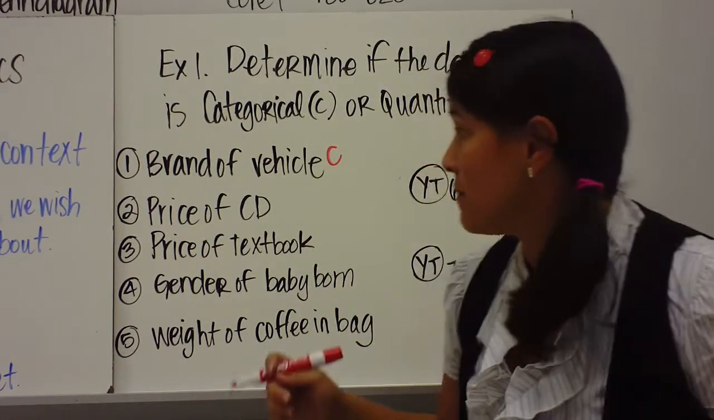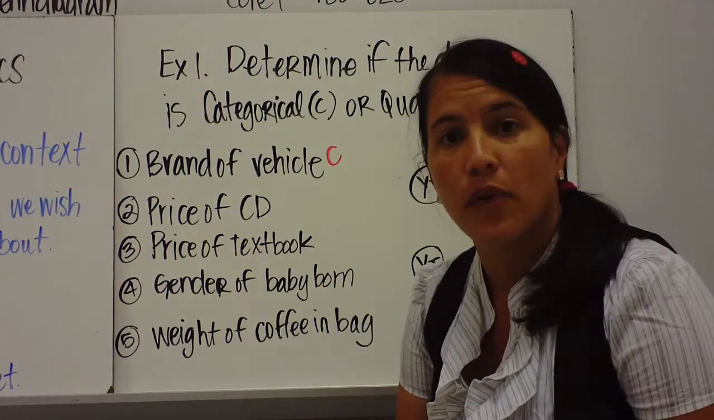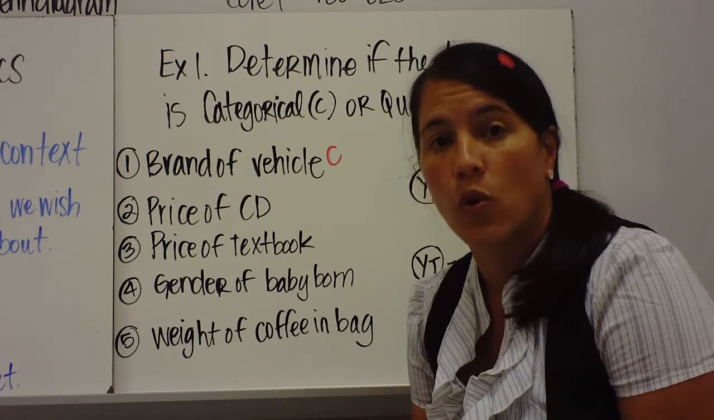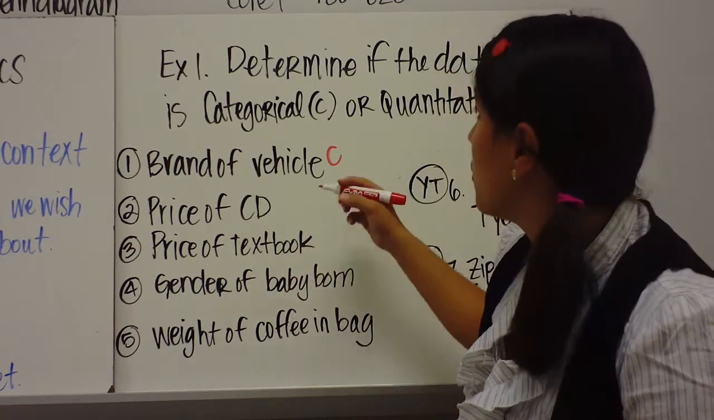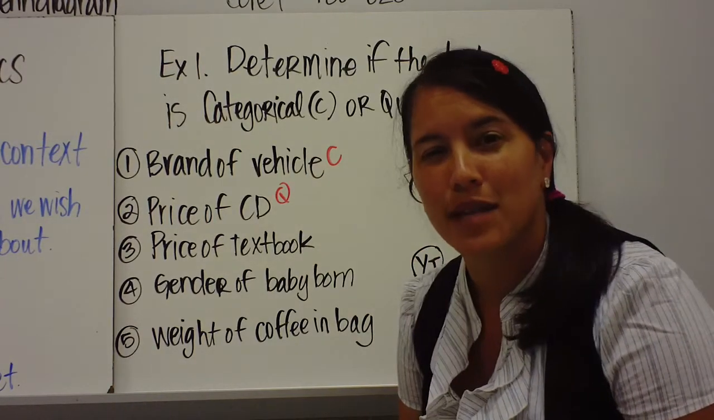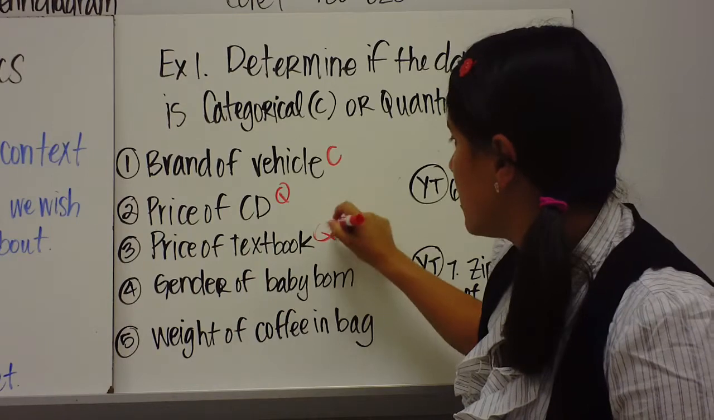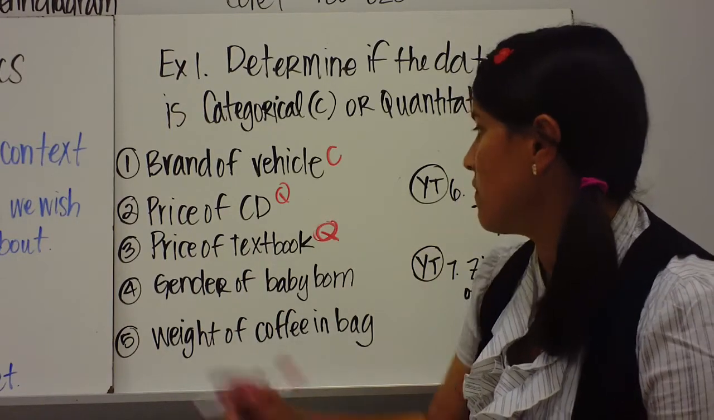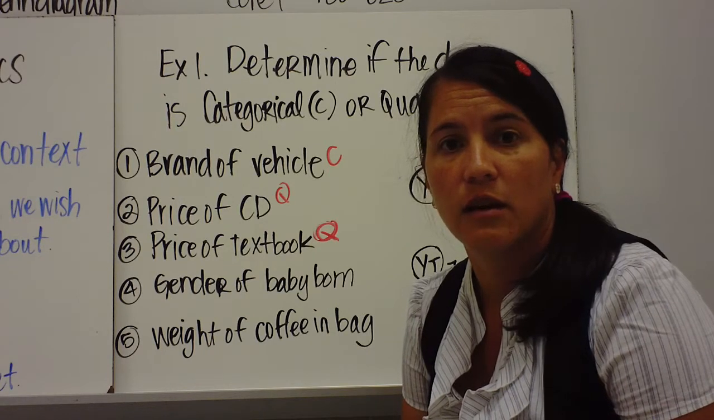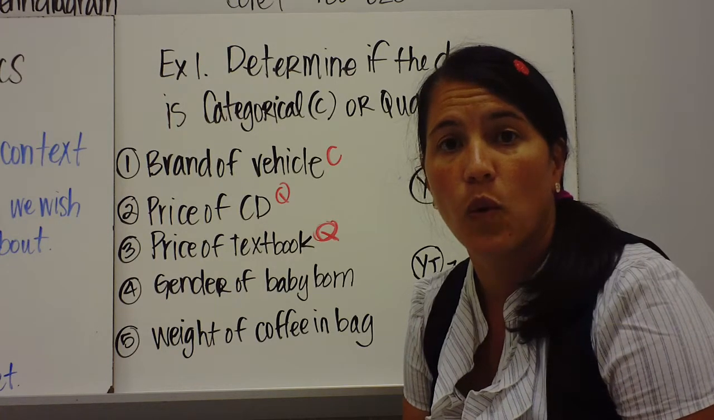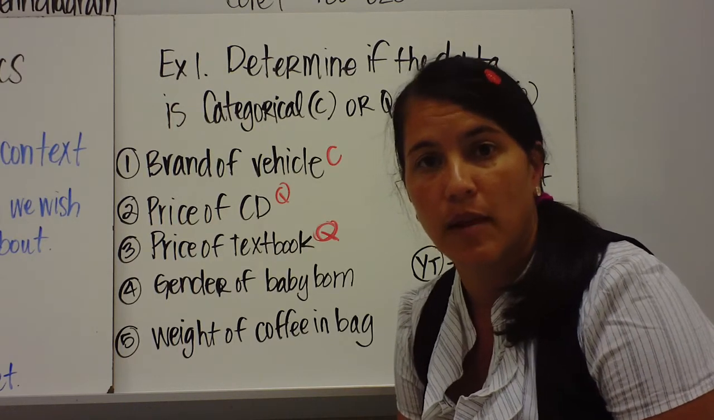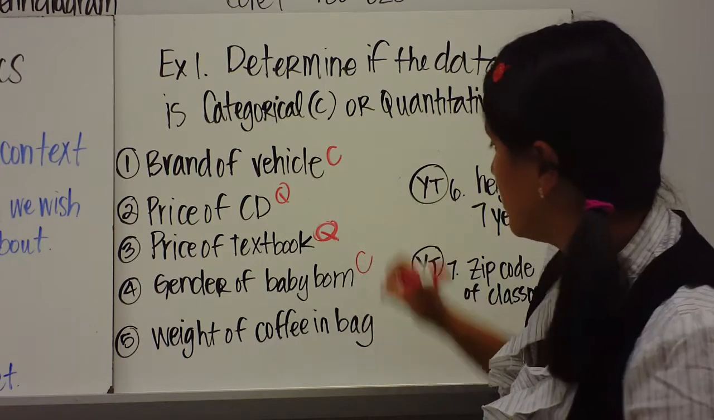The price of a CD. So the question is, does that measure or does that record? And the price is measurable, so that would be quantitative. The price of a textbook, same type of thing. The price of a textbook is quantitative. The gender of a baby born. So if you go to the hospital and you're taking some data samples of the babies born, do you record what type of baby's born, or do you measure the type of baby? This would be categorical.